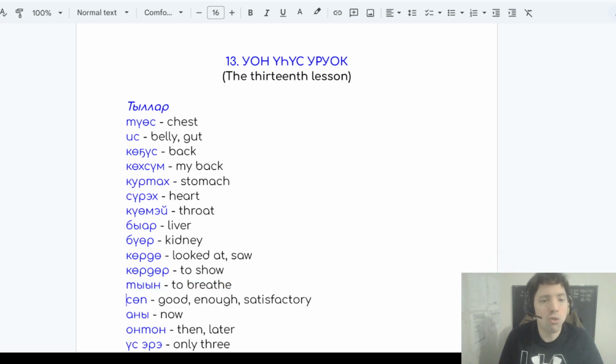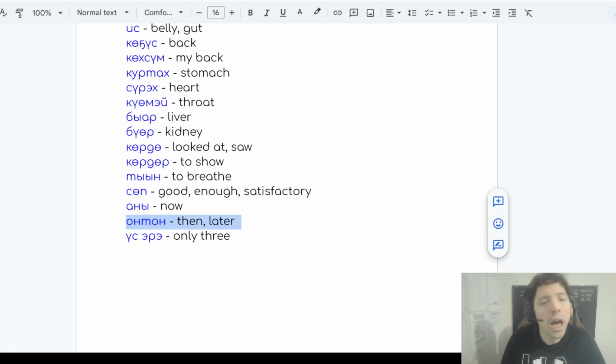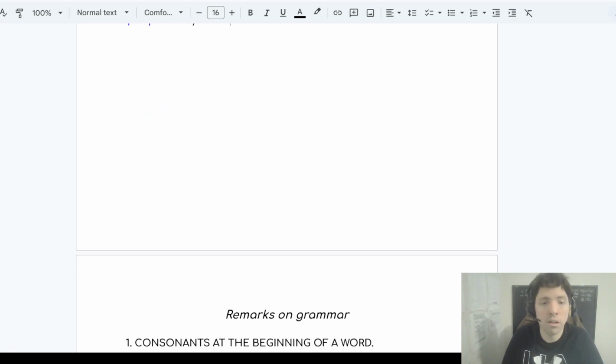We have sup, which means good, enough, satisfactory. Ani, now. Onton, then, later. And lastly, us ere. Only three. You may remember that us is three. And ere has a lot of meanings, which we will get into. We have a little mini side lesson when we're reading our sentences down there.